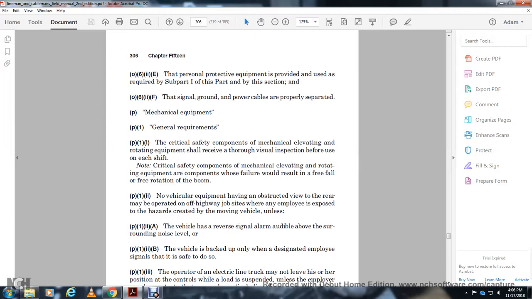Rotating equipment shall receive a visual inspection before the use of each of the systems. So you have the critical safety component with the mechanical elevating of the rotating equipment, a component whose failure would result in the free fall or free rotation of the boom.